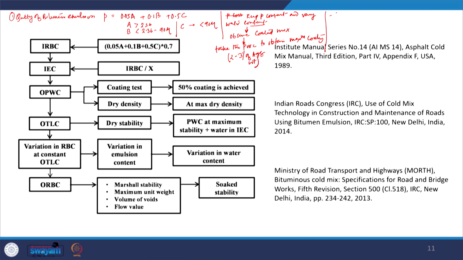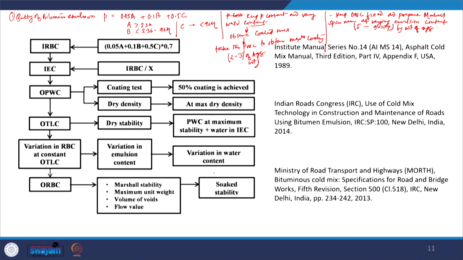Then what they do, they will keep the optimum pre-wetting water content fixed, and they will prepare Marshall specimens at varying emulsion content. This emulsion content can be taken starting from 5%, we can go up to 9 to 10%, by weight of aggregate.